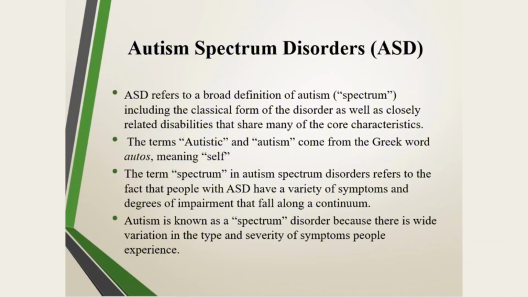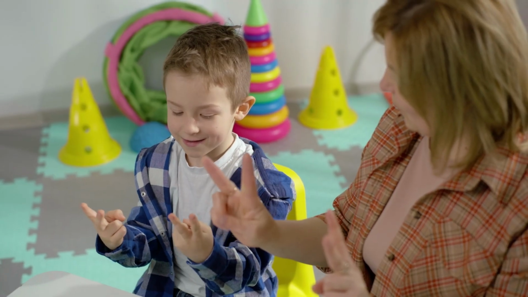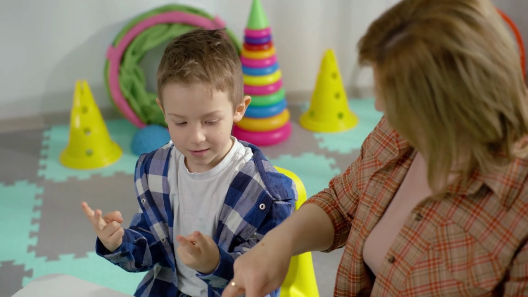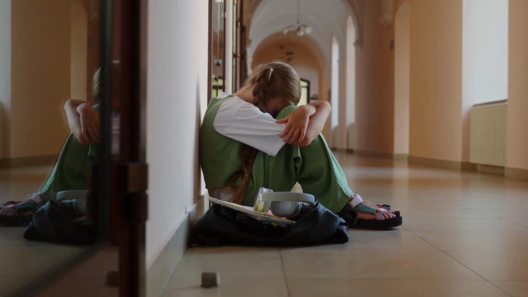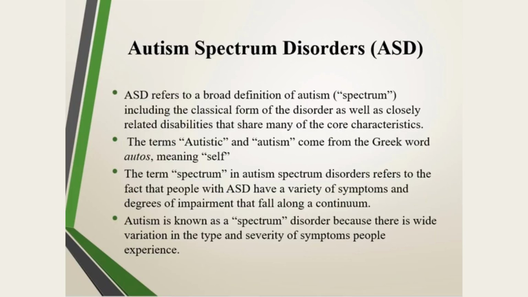Autism spectrum disorder refers to the fact that people with autism spectrum disorder have a variety of symptoms and degrees of impairment that fall along a continuum. Autism is known as a spectrum disorder because there is a wide variation in the type and severity of symptoms that people experience.